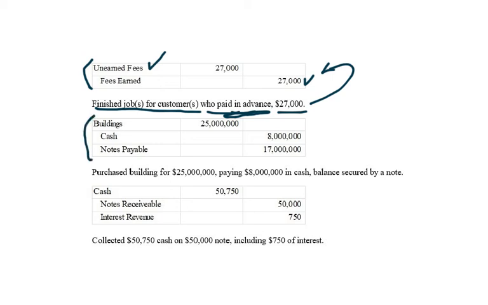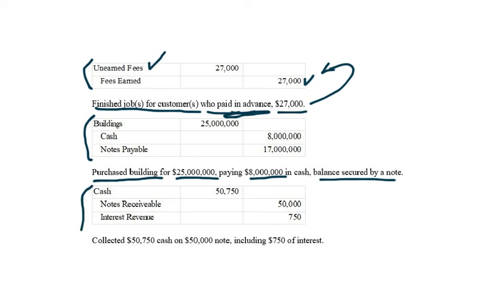All right, next up we have buildings being debited for $25 million, cash credited for $8 million, and notes payable being credited, more realistically than in some of the other examples, for $17 million. Focus on the primary thing here, which is what you did. You purchased a building for $25 million, paid $8 million cash, and the balance is secured by a note. That's all you have to say. You don't have to say anything more than that because the math is right there. 25 minus 8 equals the 17, meaning somebody can figure out from this description that notes payable, the plug, is credited for $17 million.